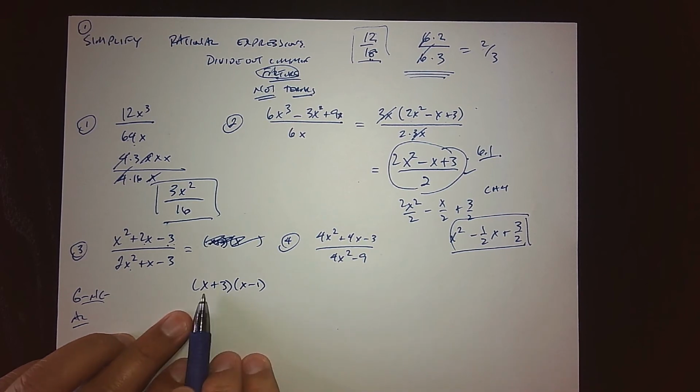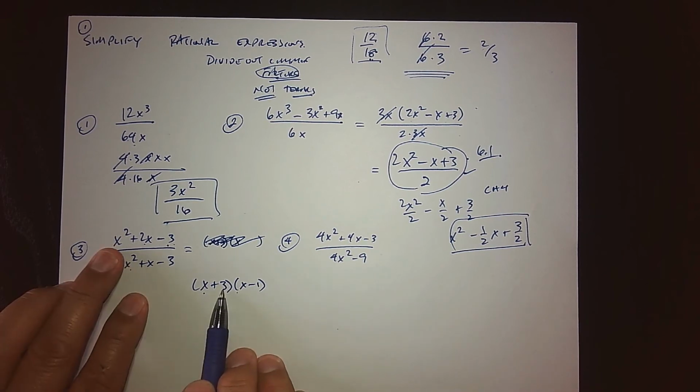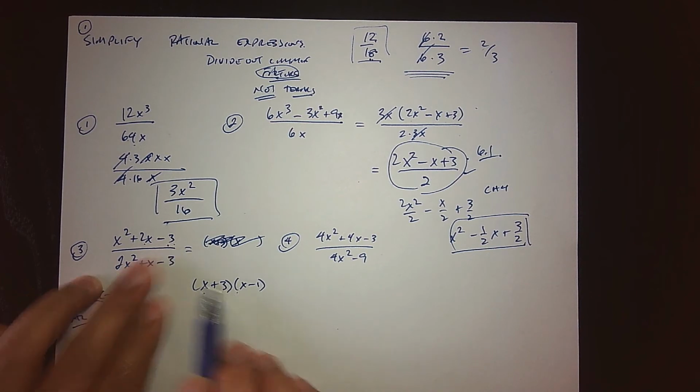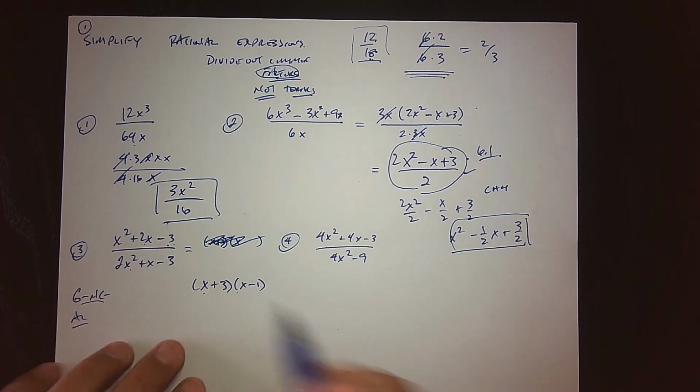So here's the check. First times first is first. Last times last is last. My outer is a negative x, and my inner is a positive 3x, giving us 2x. So I found the right factorization.